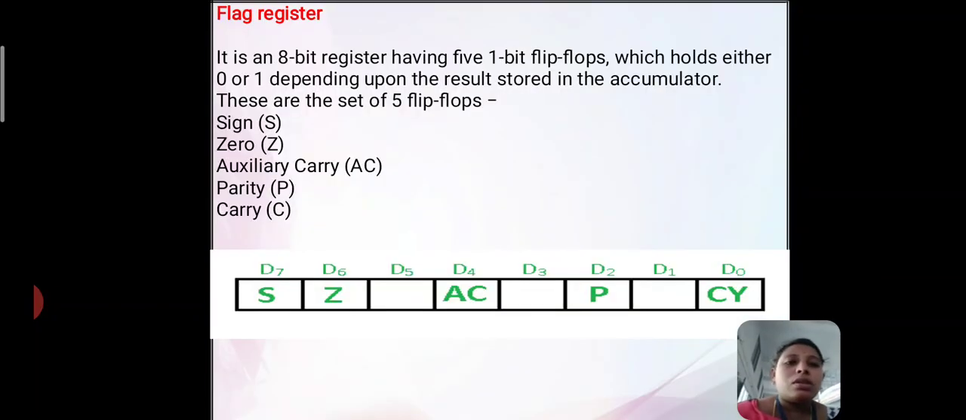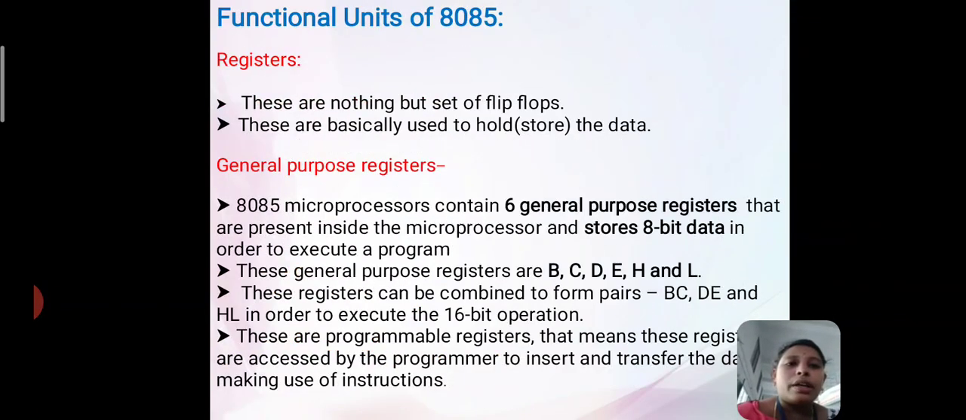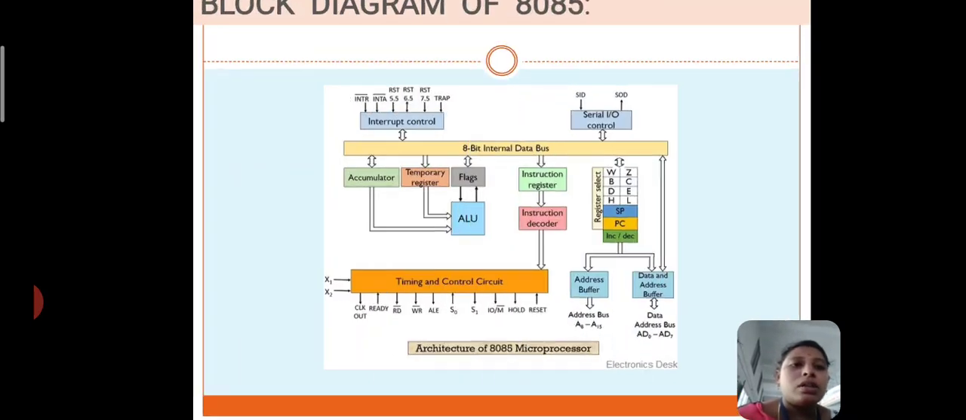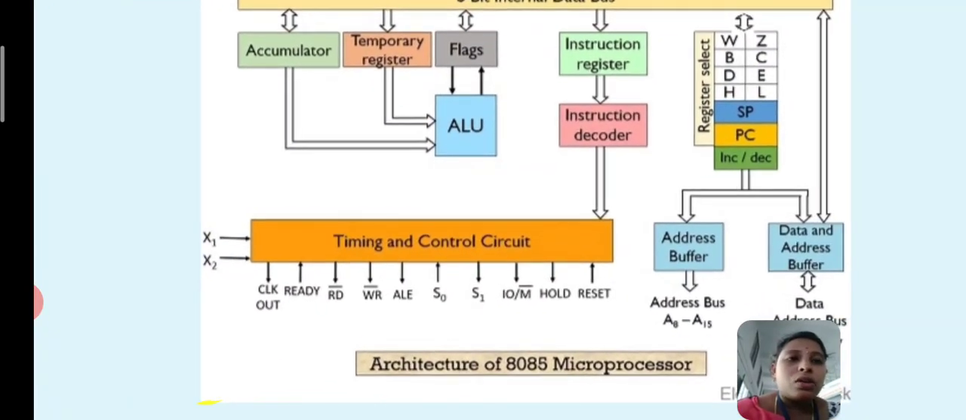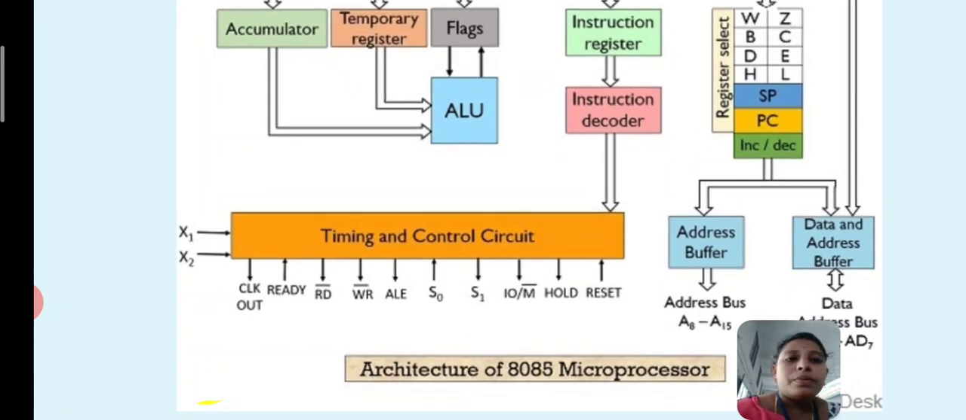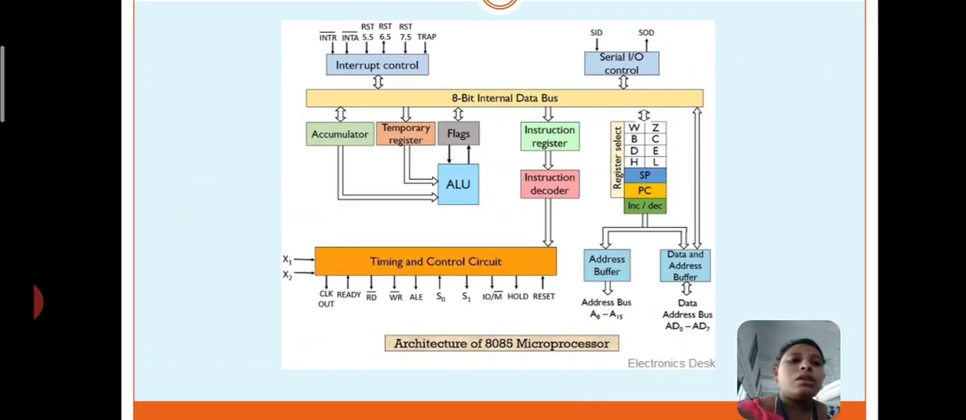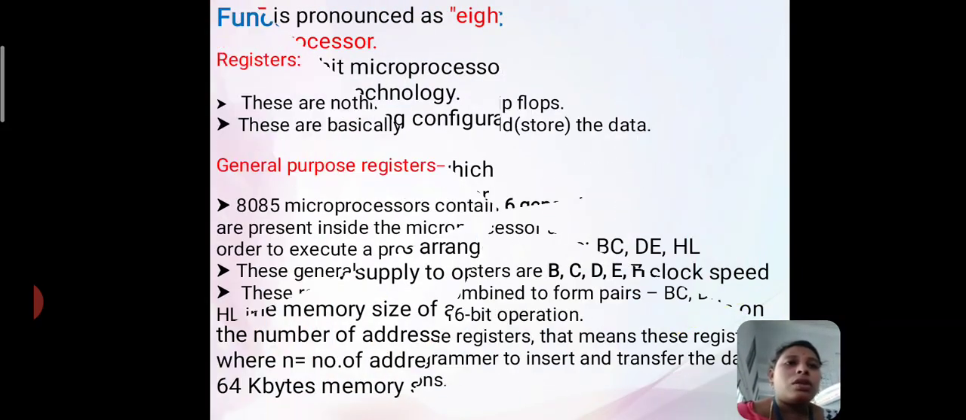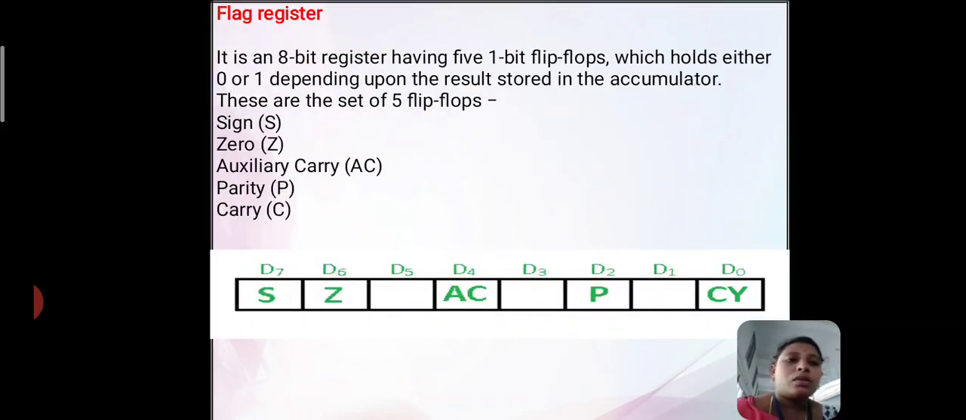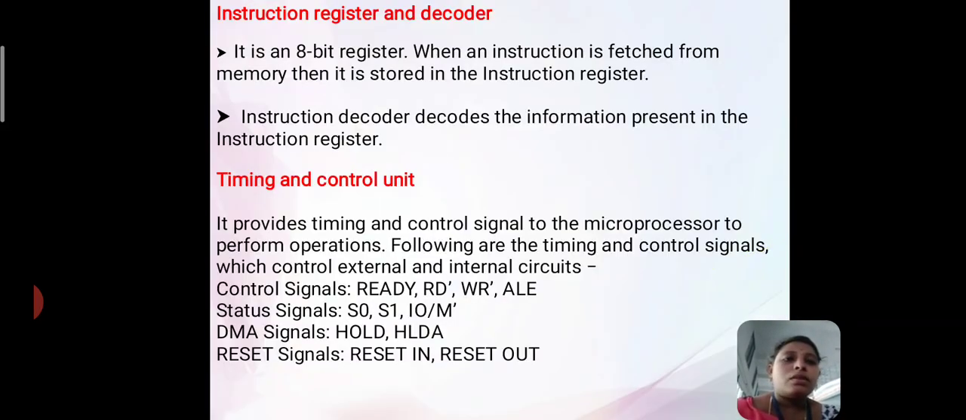And also we see these timing and control units in the block diagram. Here we see the timing and control circuit. It has some pins: clock out, ready, read bar, write bar, ALE, S0, S1, IO by M bar, hold signal, reset signal. These are some of the pins we discussed now. These are the control signals, status signals, DMA signal, reset signals.